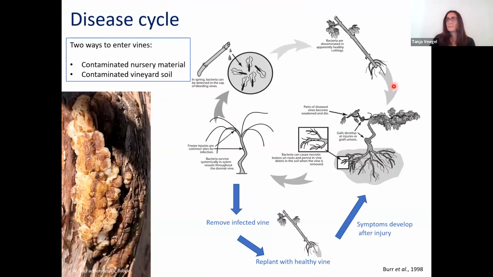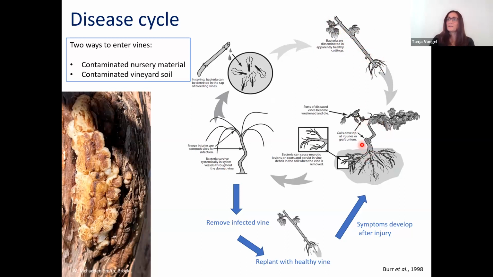So this is the disease cycle. Let's say you're wanting to establish a new vineyard and you order nursery material from the nursery. You look at it and you think, oh, this looks healthy, I'm going to plant this. However, the bacteria can reside asymptomatically within those planting material. So they are there, but we don't see them.